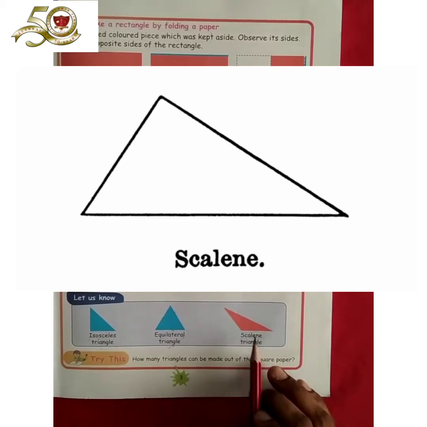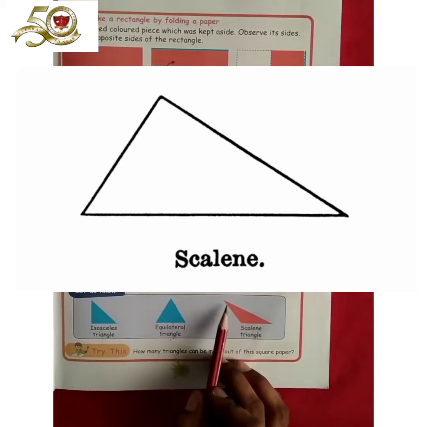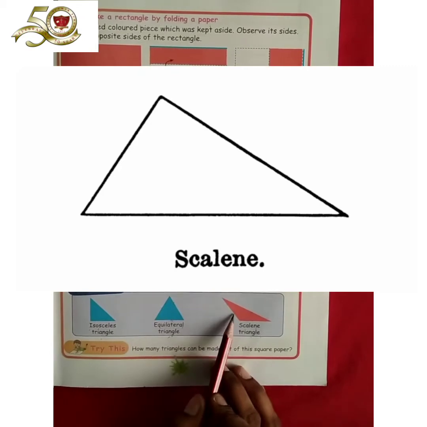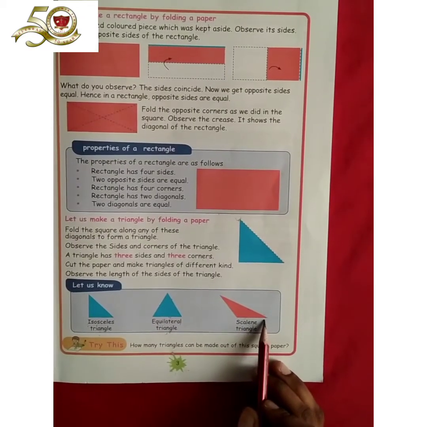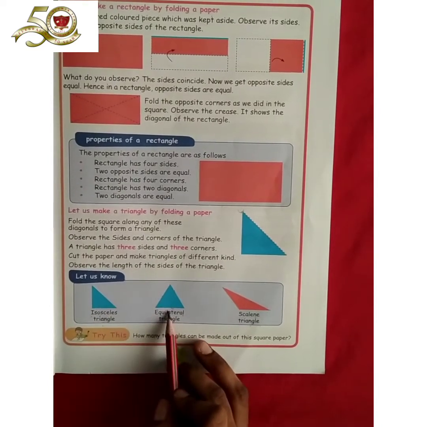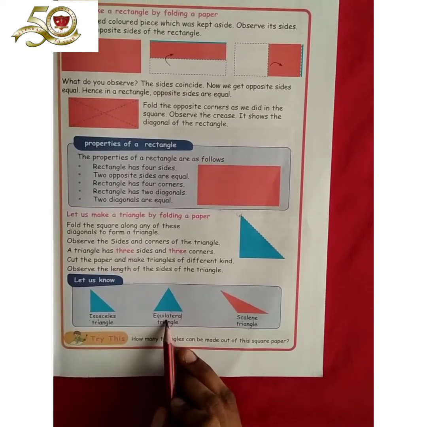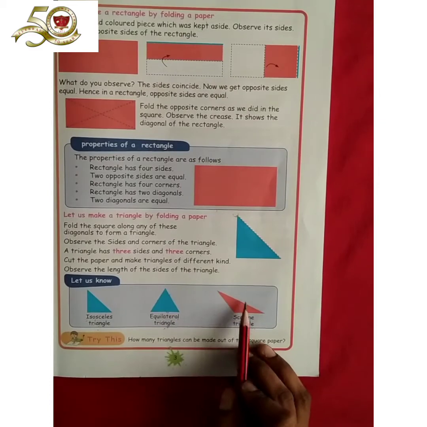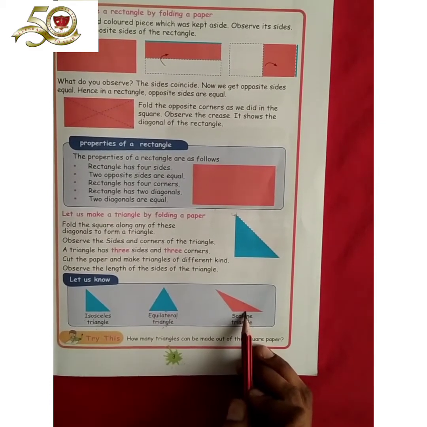And a scalene triangle, in which all the 3 sides are different. See here, it is long, it is a little shorter, it is a little more shorter. So isosceles, 2 sides are the same length. Equilateral, all the 3 sides are the same length. And scalene, all the 3 sides are different lengths.